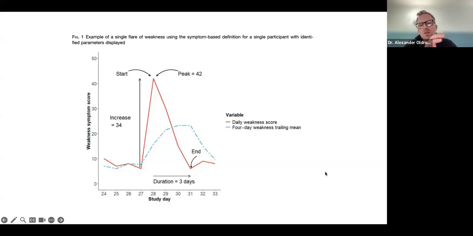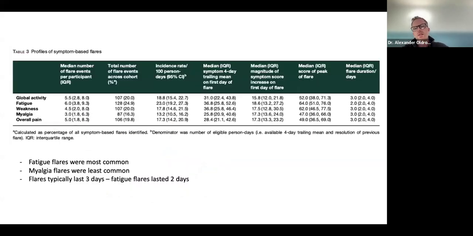So we used an algorithm to identify every time this sort of pattern happens within our cohort. And we then had a look across all the different symptoms and wanted to characterize how often these flares occur, the severity of them, which ones occur most frequently, which ones occur least frequently. I'm not going to describe everything in this table. You can see just the take-home messages at the bottom there. So fatigue flares were the most common. So a sudden short period of days where the fatigue is suddenly worse, that was the most common. Myalgia, which is specific muscle weakness, that was the least common, but they still happen quite frequently.